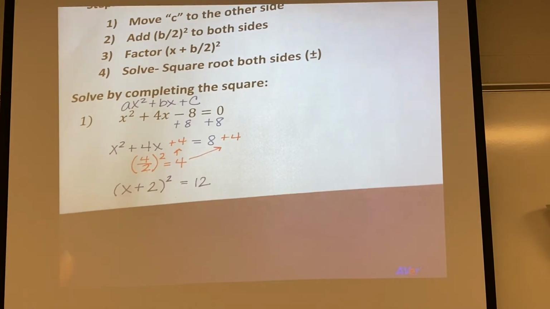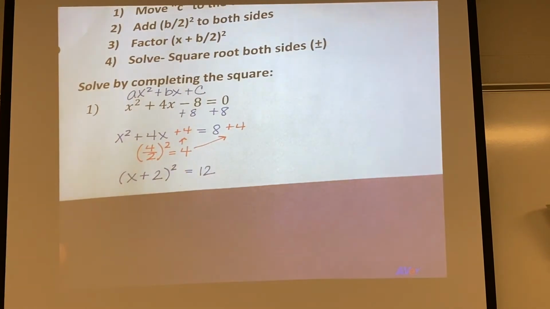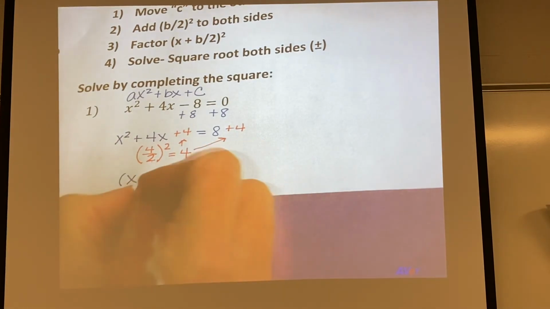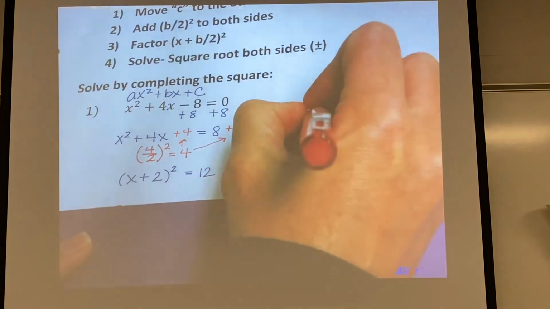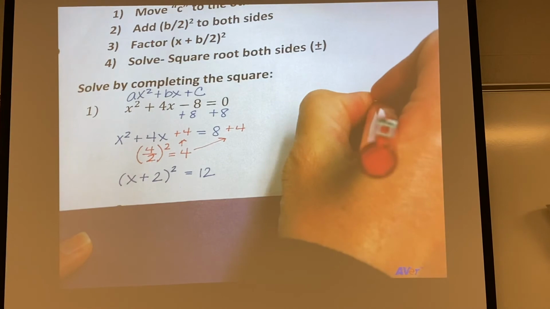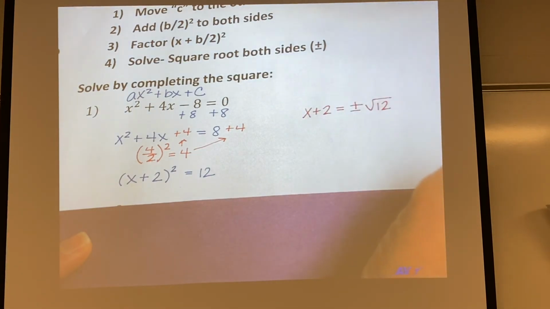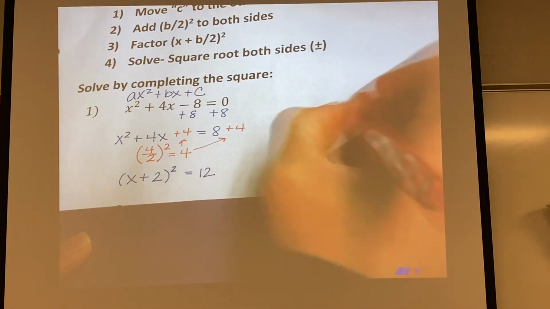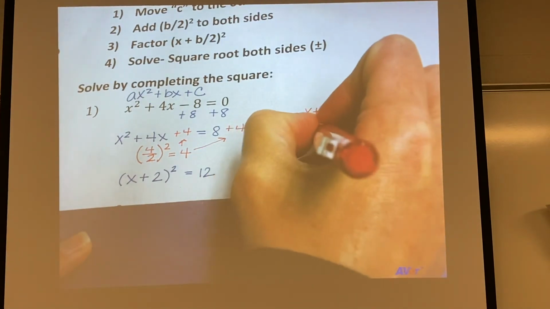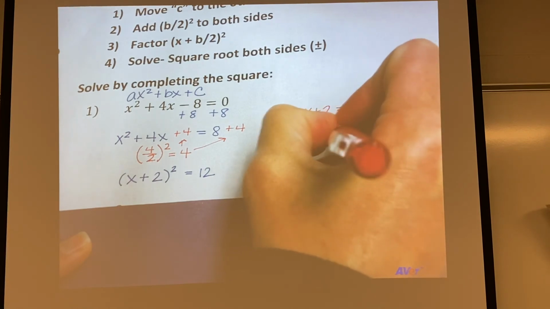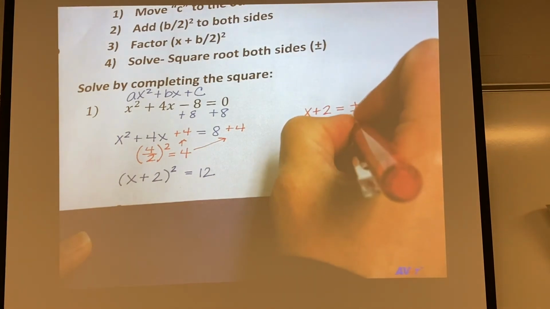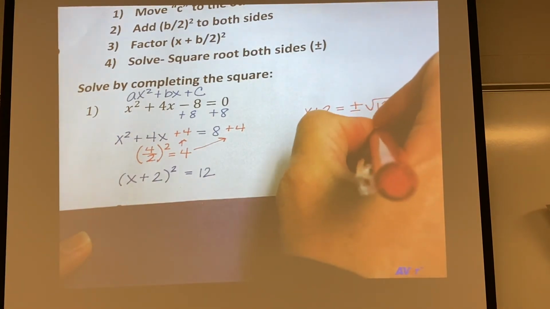And then the last step is to solve by taking the square root of both sides. You take the square root on the left, you get x plus 2. You take the square root on the right, you have to put a plus or minus with it, so plus or minus square root of 12. And then we need to do some simplifying. One thing we need to do is subtract that 2 over. It always goes in front of the plus or minus. And then we need to break down the 12. So 4 and 3 go into 12. That would leave us 2 radical 3.